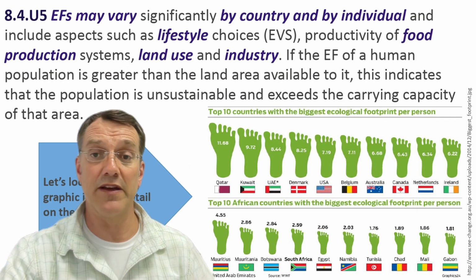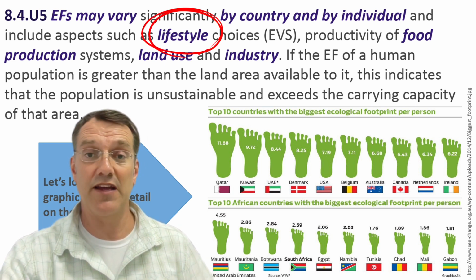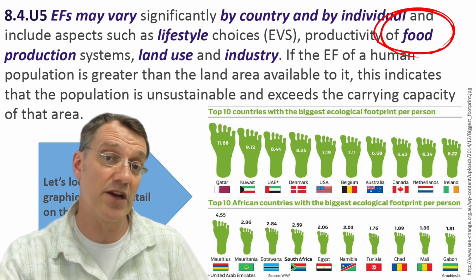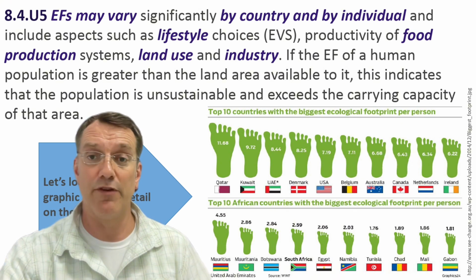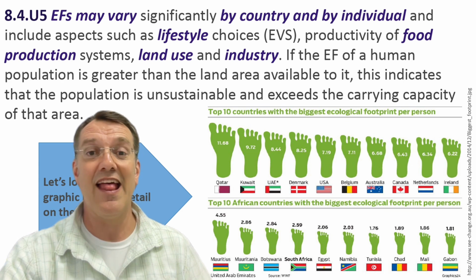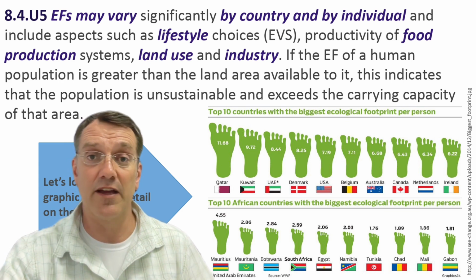Ecological footprints vary significantly by country and individual. Factors include lifestyle choices that are shaped by environmental value systems, productivity of food production systems, land use patterns, and industrial activities. If a population's ecological footprint exceeds the land area that's available to it, that population is living unsustainably and they're exceeding carrying capacity.